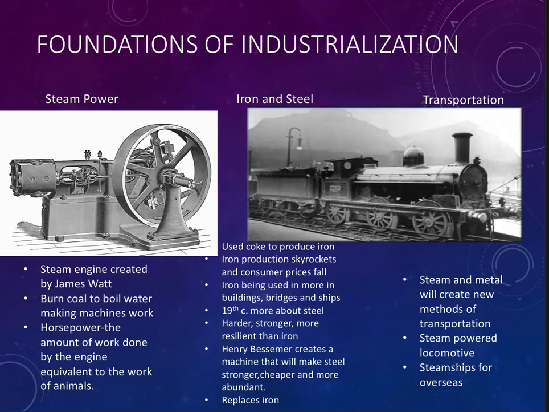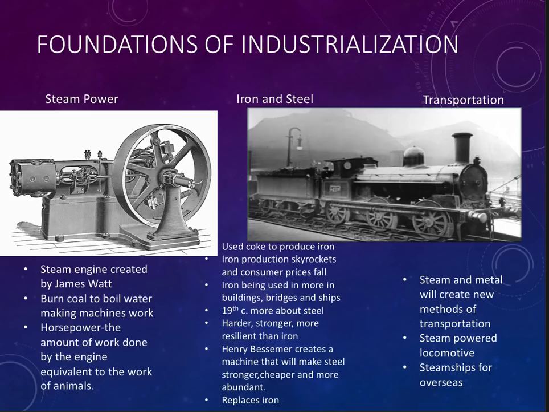So by the 19th century, which is the 1800s, it becomes more about steel, less about iron. And again, it's just going to be used for the same purposes. It's just a stronger, harder, more resilient metal than iron. We see Henry Bessemer. He's going to create a machine that will make steel stronger, cheaper, and more abundant. And this is also going to help in making it more accessible and more usable to factory owners in particular. And of course, like I said, it's going to replace iron.